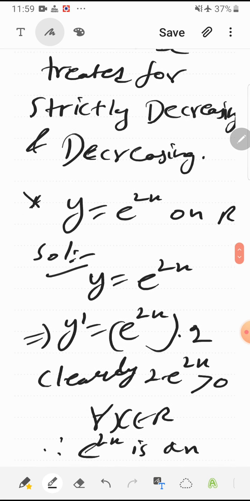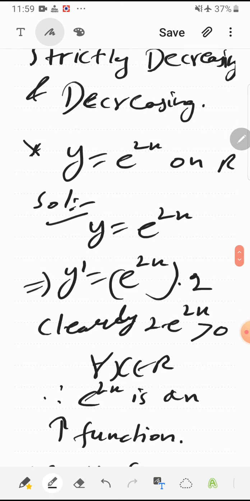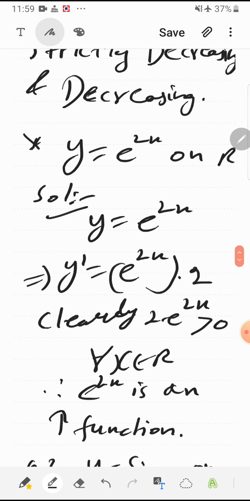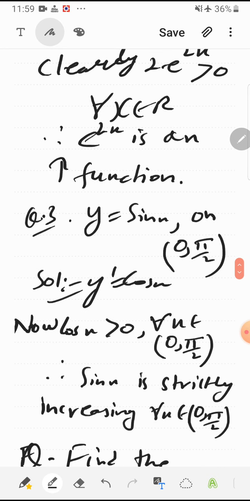Now y is equal to e raised to the power 2x. Let us check this function on all real numbers. We can say its derivative is 2 into e raised to the power 2x. So clearly this derivative is always positive for all x belonging to the real numbers. Therefore the function is an increasing function.